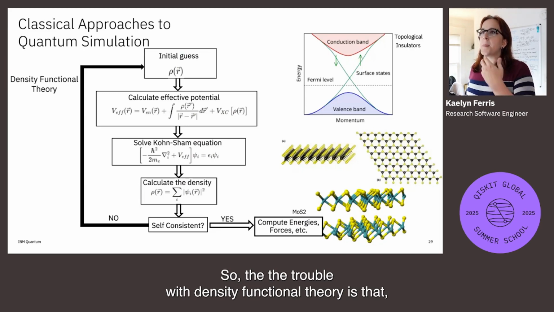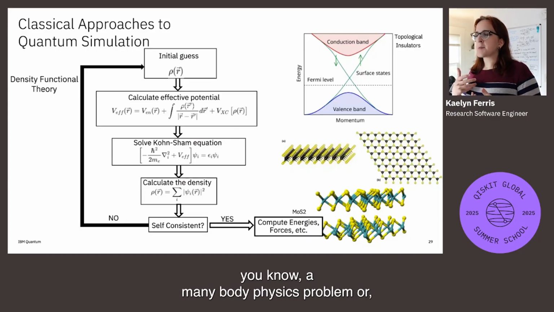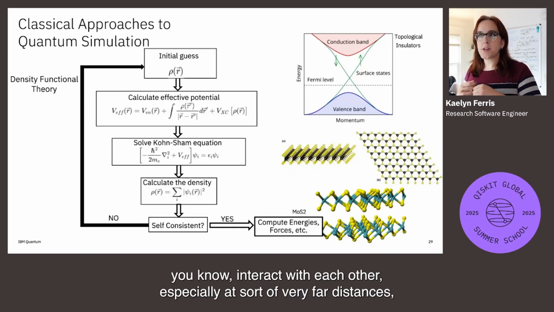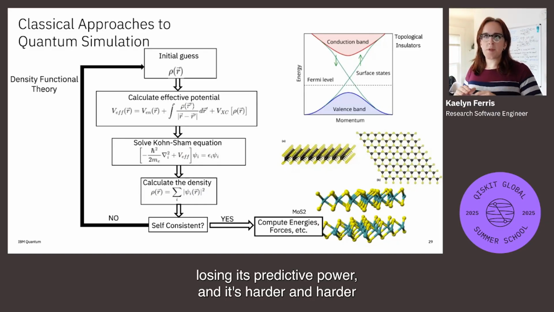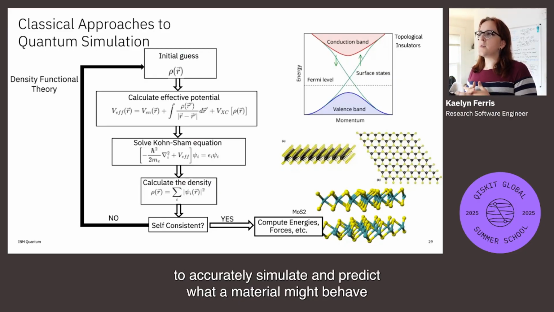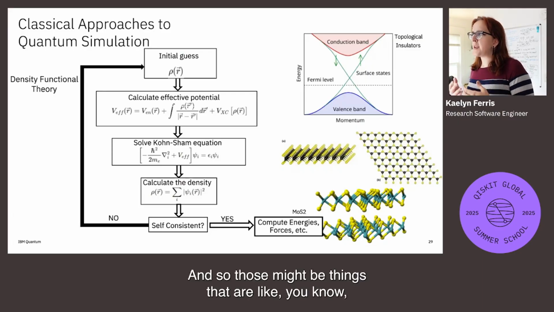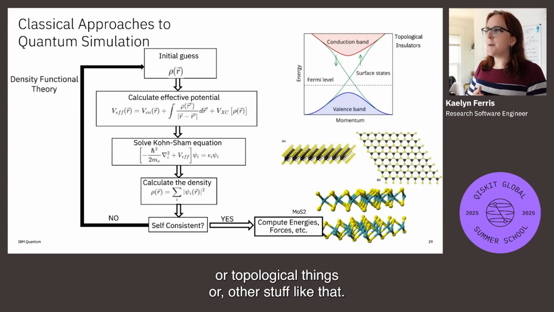So the trouble with density functional theory is that if you don't capture how well a many-body physics problem or a strongly correlated system behaves, and how those electrons interact with each other, especially at very far distances, density functional theory starts losing its predictive power, and it's harder and harder to accurately simulate and predict what a material might behave like when you're simulating these kinds of materials. And so those might be things like heavy atoms that might have interesting magnetic properties, or topological things, or other stuff like that.